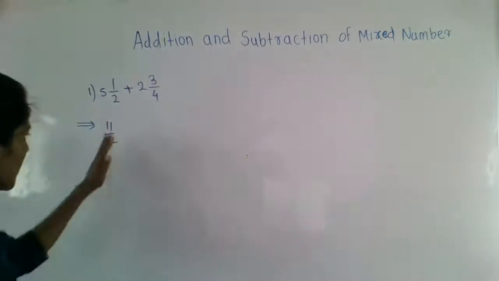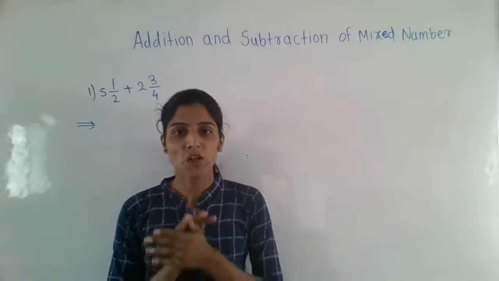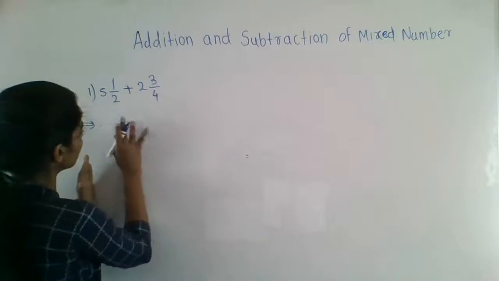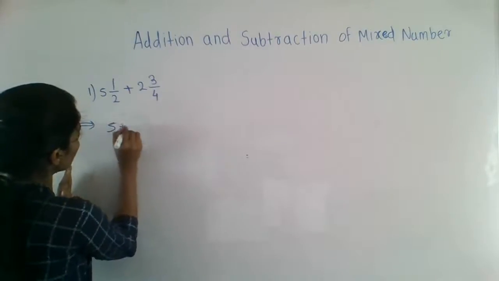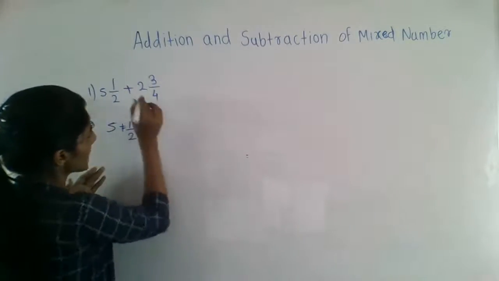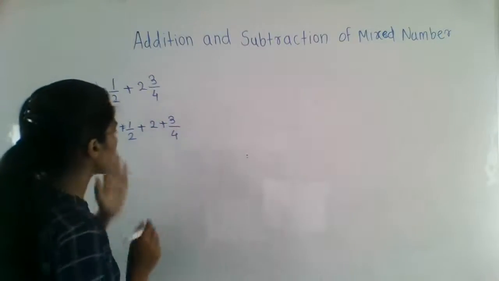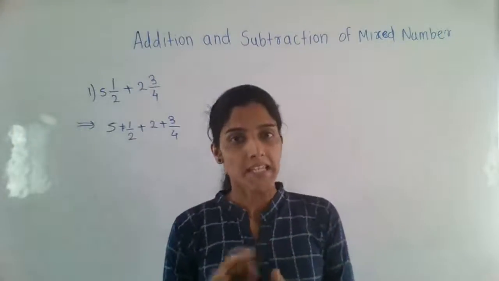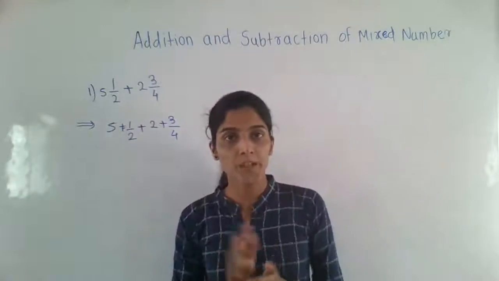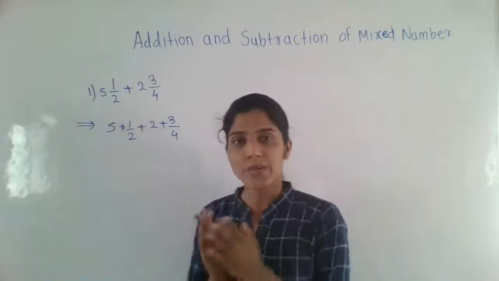Okay, you can see here our number is 5 and 1 by 2. How can we write 5 and 1 by 2? That is 5 plus 1 by 2. Second number is 2 and 3 by 4, that is 2 plus 3 by 4. Okay, I will tell you step by step using the two methods. There are two methods, and you can use any method.